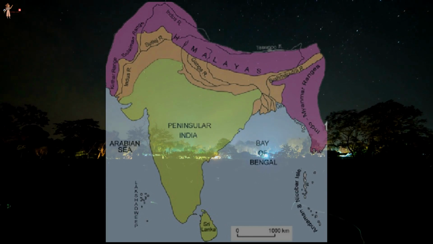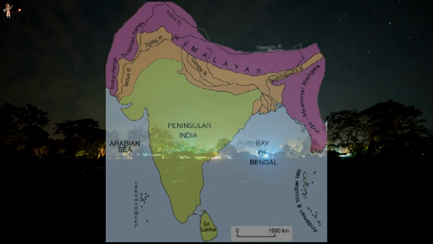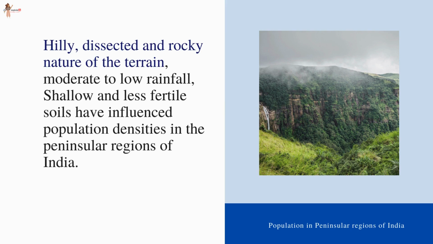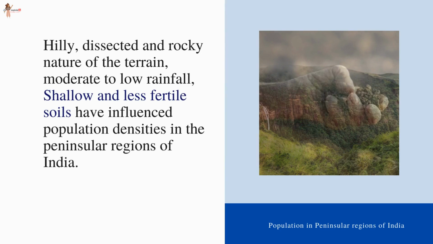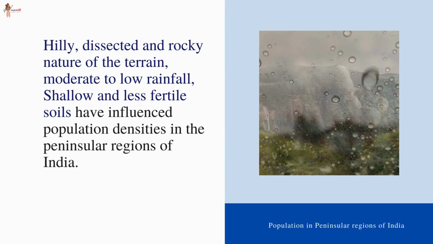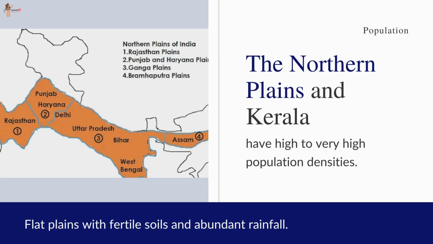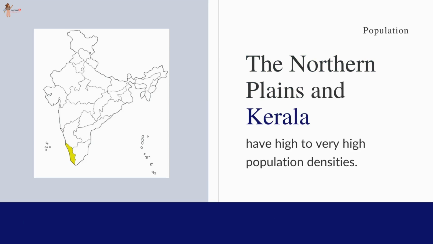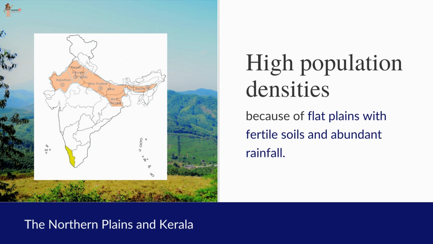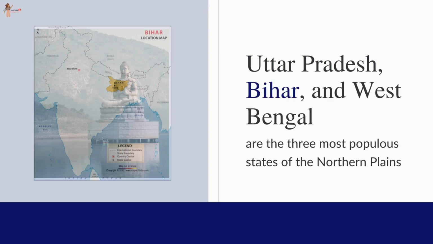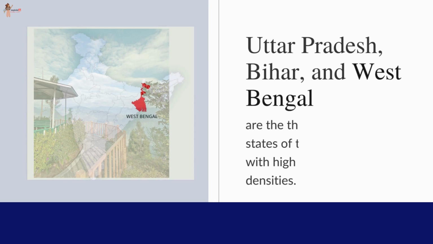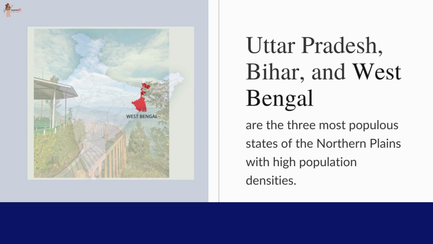Assam and most of the peninsular states have moderate population densities. Hilly, dissected, and rocky nature of the terrain, moderate to low rainfall, shallow and less fertile soils have influenced population densities in these areas. The northern plains and Kerala in the south have high to very high population densities because of the flat plains with fertile soils and abundant rainfall. Uttar Pradesh, Bihar, and West Bengal are the three most populous states of the northern plains with high population densities.